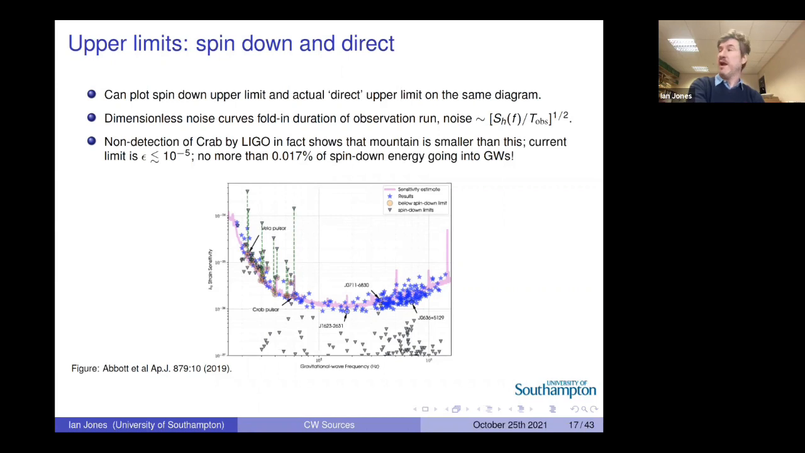And if it so happens that the crab has an ellipticity of, I don't know, 10 to the minus 12 or something, some tiny fraction of its energy is coming out in gravitational waves. And we know that the crab emits a lot of electromagnetic energy because it's powering its nebula. It's got a strong rotating magnetic dipole, a surface magnetic field of about 10 to the 12 Gauss. So we know that the crab has to be emitting quite a lot of electromagnetic energy. So the fact that we're not seeing these gravitational waves is just confirming that a lot of this energy is coming out in the electromagnetic channel.